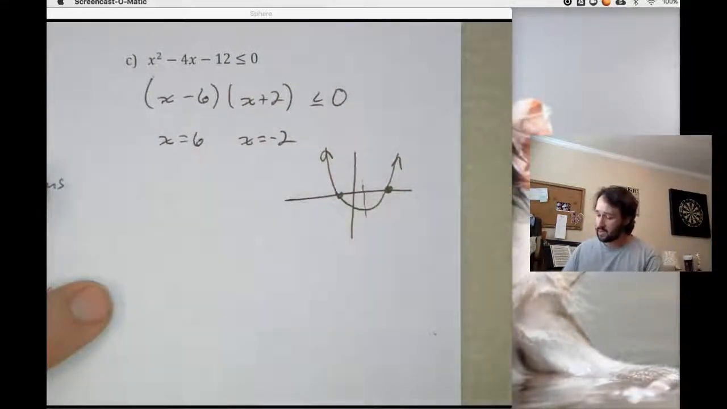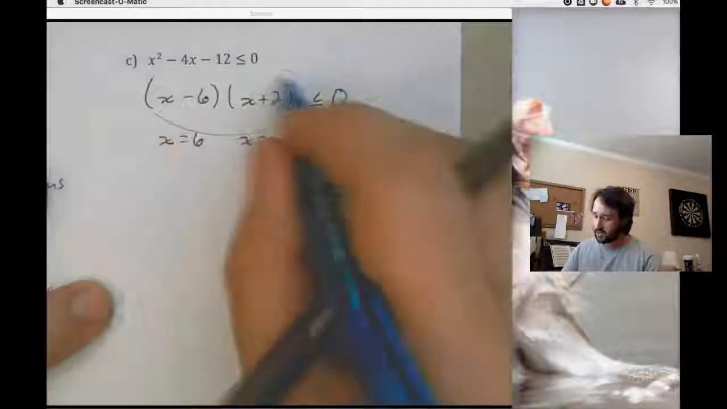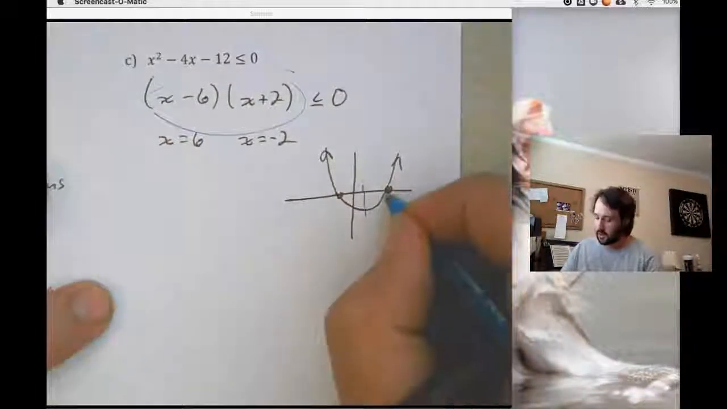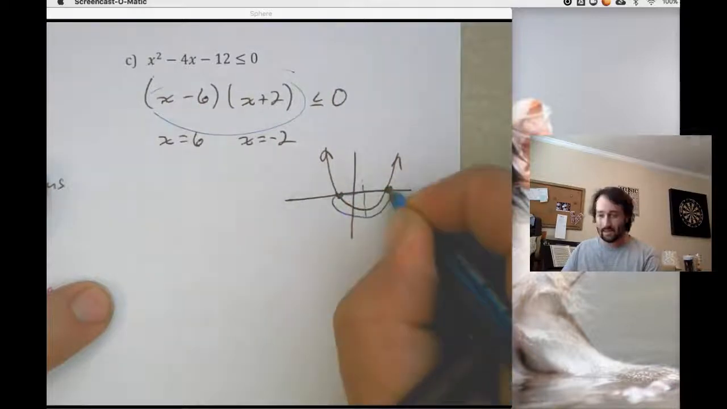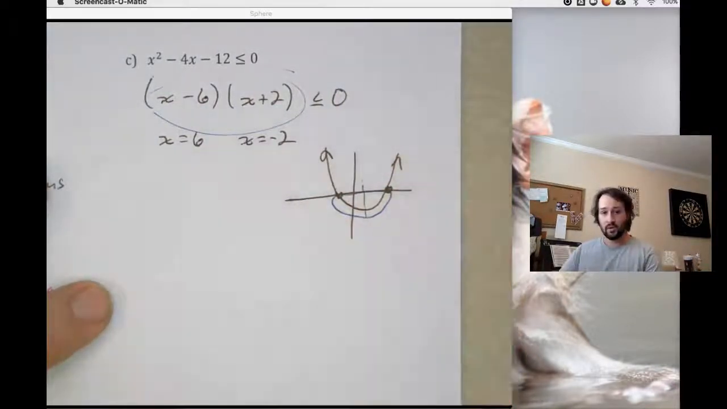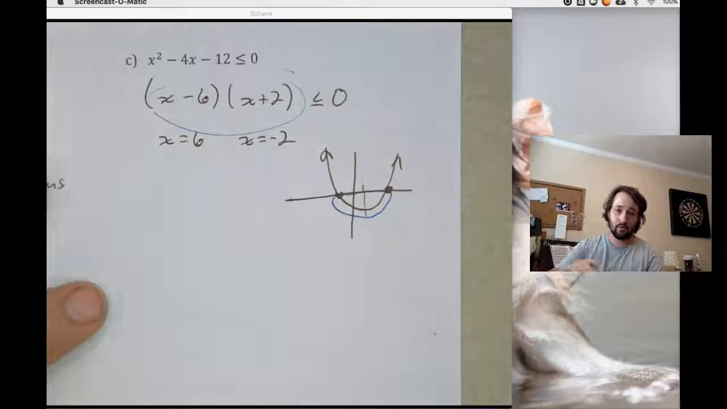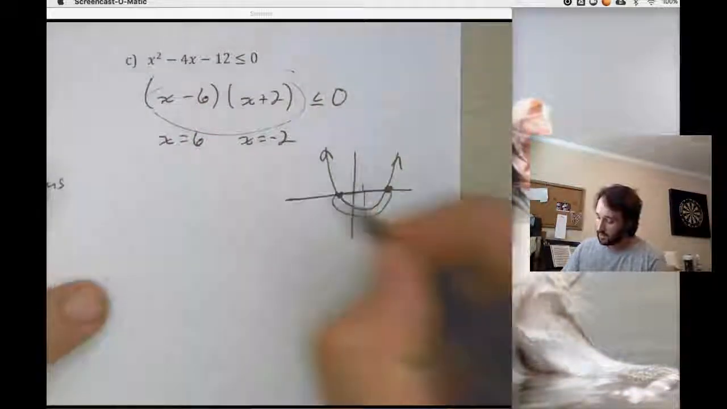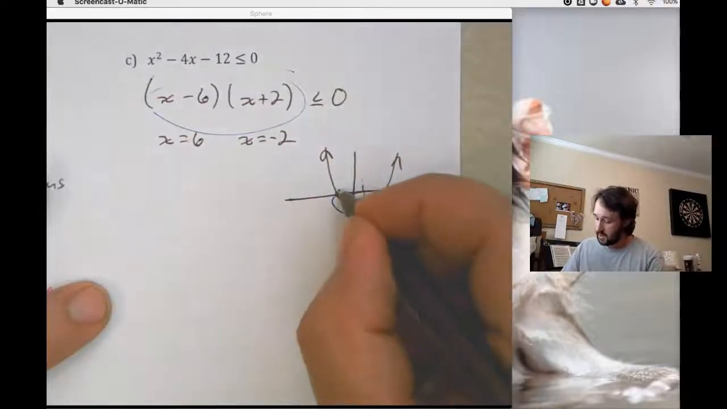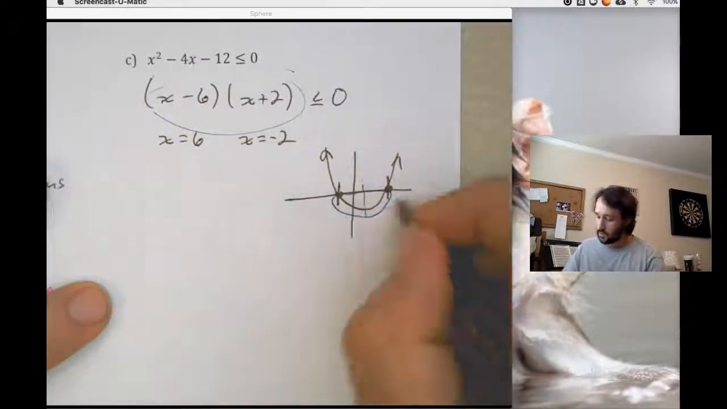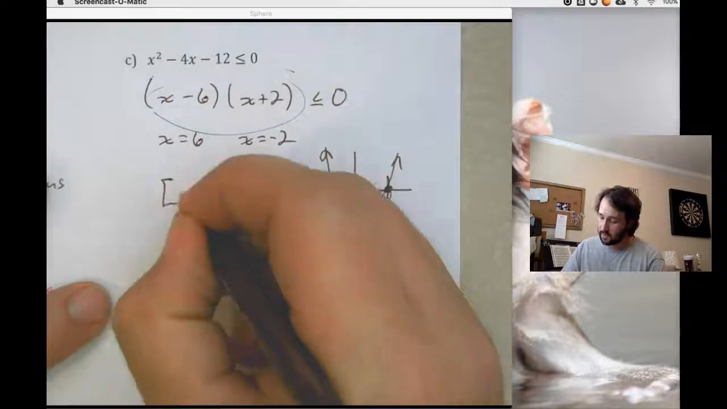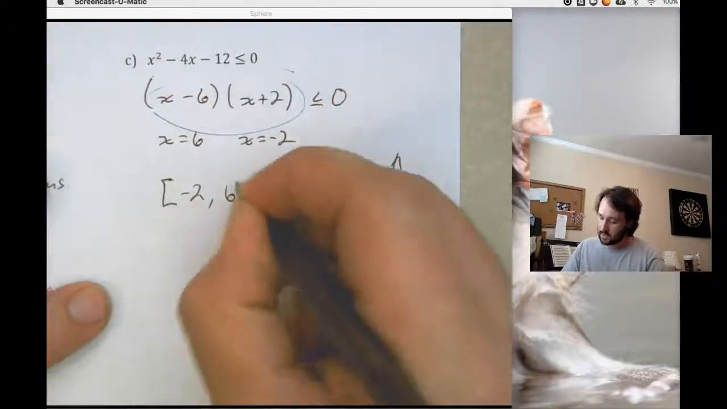So my solution, now notice it says all this is less than or equal to 0. So I want the parts of this that are below the x-axis, below the ground, below level. Level would be 0. So I have everything only from -2 to 6 where it is below 0. So from -2 to 6.